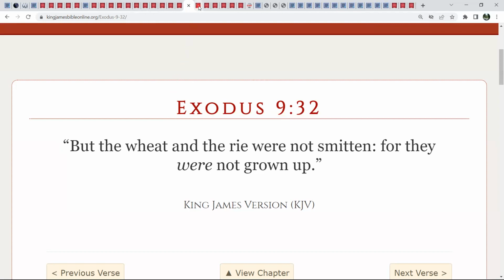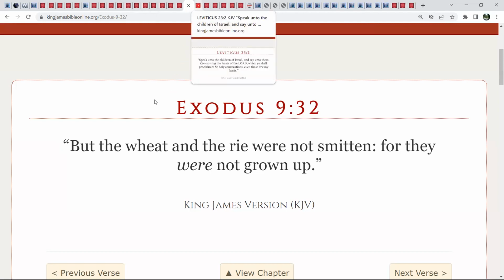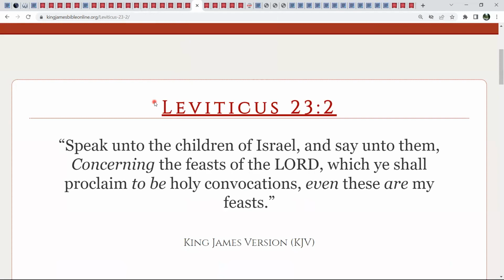It is because we have studied in the book of Leviticus the wonderful feasts of the Lord, starting in verse 2 of chapter 23. Speak unto the children of Israel, and say unto them concerning the feasts of the Lord, which ye shall proclaim to be holy convocations, even these are my feasts. And here it continues by talking about the Sabbath. It starts with number 3 with the 7th day Sabbath, and continues with the feasts in their seasons: Passover, unleavened bread, first fruits, and then Pentecost a few months later. And then it passes to the fall feasts with trumpets, atonement, and tabernacles.